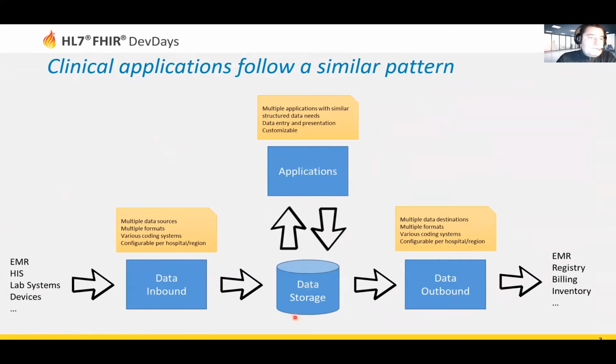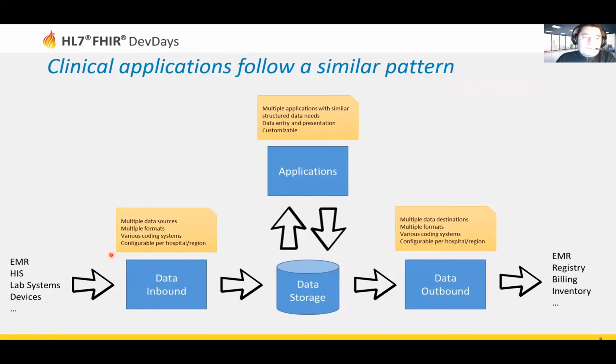And last, the data rarely stays confined in the storage. It needs to be exported via outbound pipelines to various destinations, such as the EMR, regulatory bodies known as registries, or hospital billing systems. One thing that we see for all these blocks is they need to handle various degrees of customization or configurations, various data types, various data formats, various coding systems, being per hospital or within the same hospital, per region or per country.